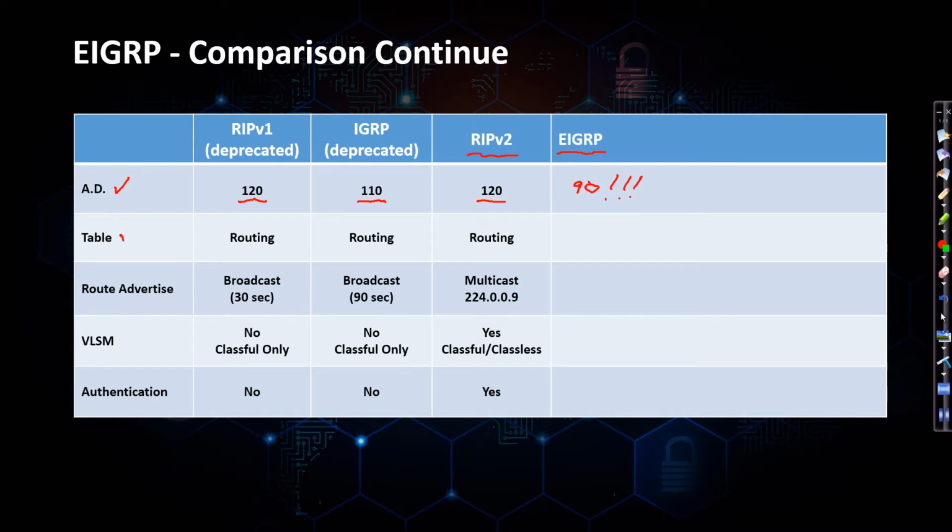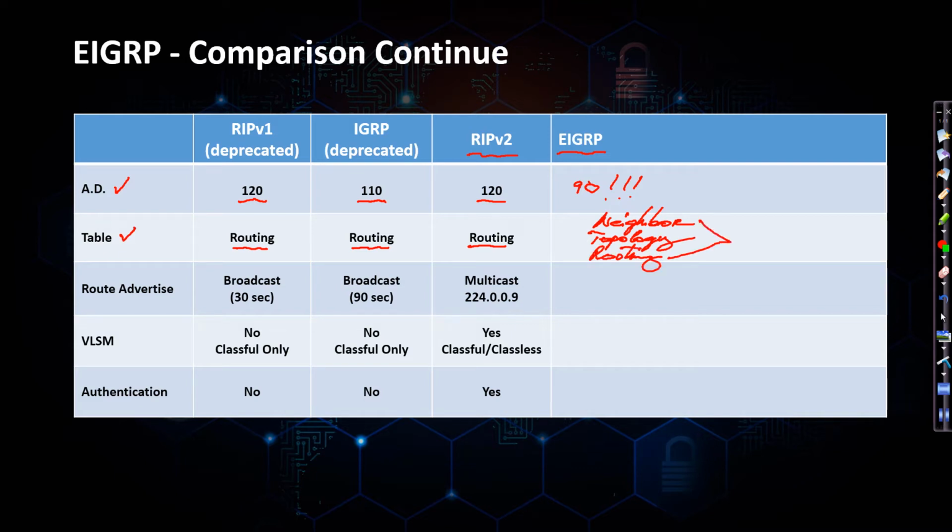Next is routing tables. Because of true distance vector, RIP version 1, IGRP, and RIP version 2 can only have a routing table. Where EIGRP, with the use of that advanced distance vector, is able to build 3 tables. A neighbor table, a topology table, and last is the routing table.